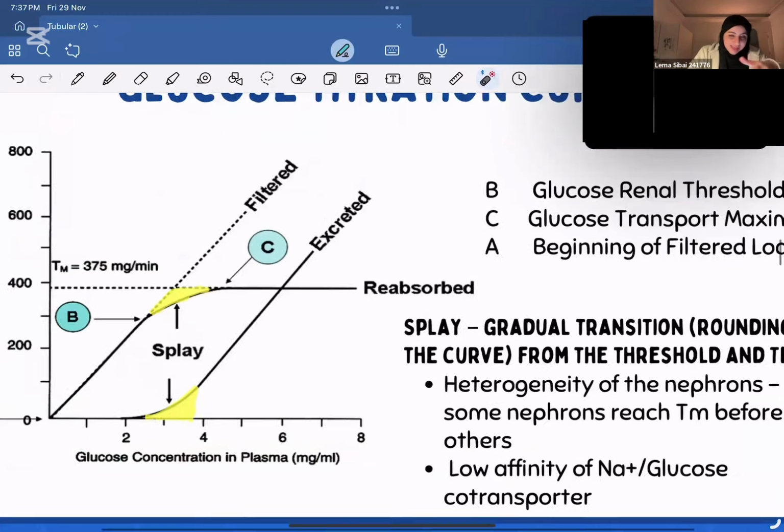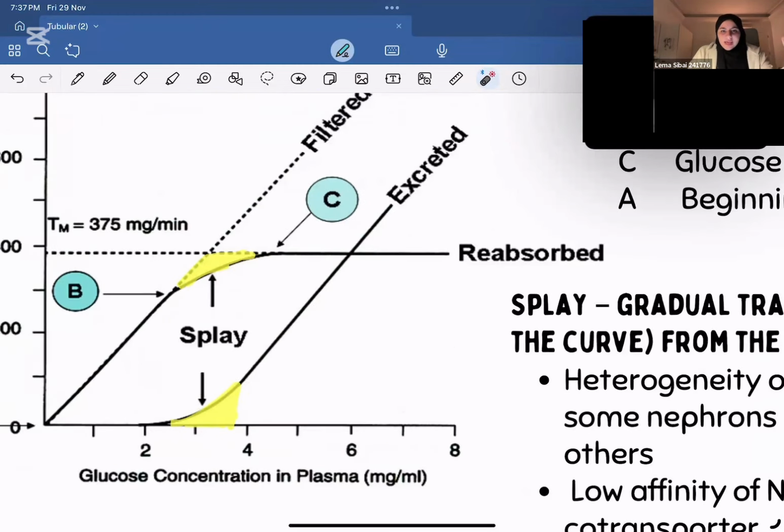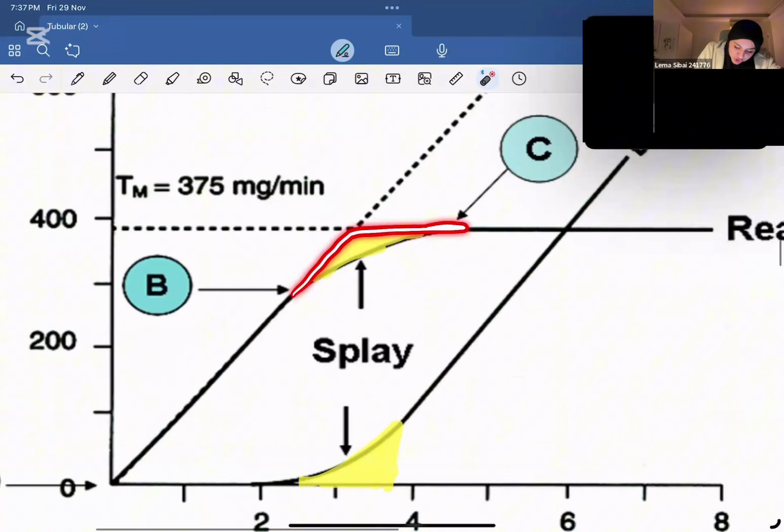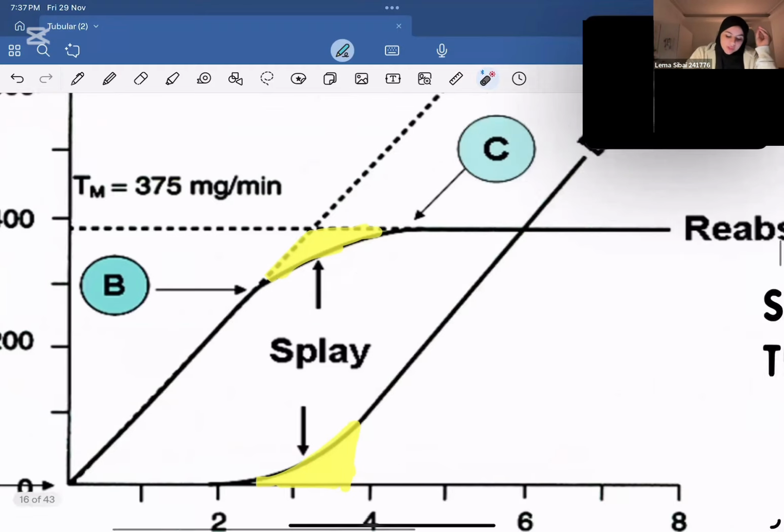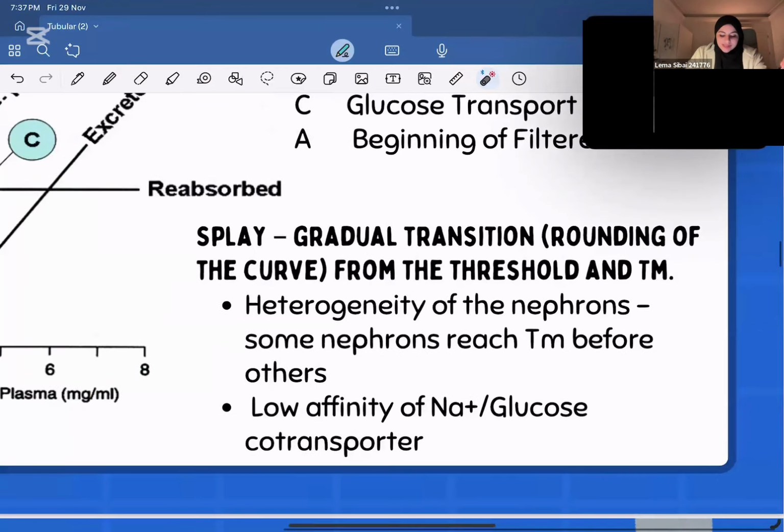Now, she mentioned something called splay, and splay just means why didn't this line make a sharp corner? Why didn't it just go like this instead of curving? And this is for the reason I told you guys before. Not all nephrons can reabsorb glucose at the same rate. Some of them are weaker than others, some of them are stronger. And this is what they mean when they say heterogeneity of nephrons, because not all of them are built the same. Heterogeneity just means they're different.